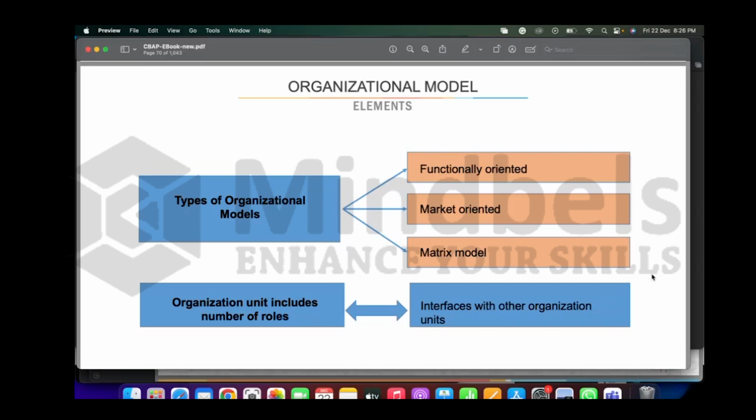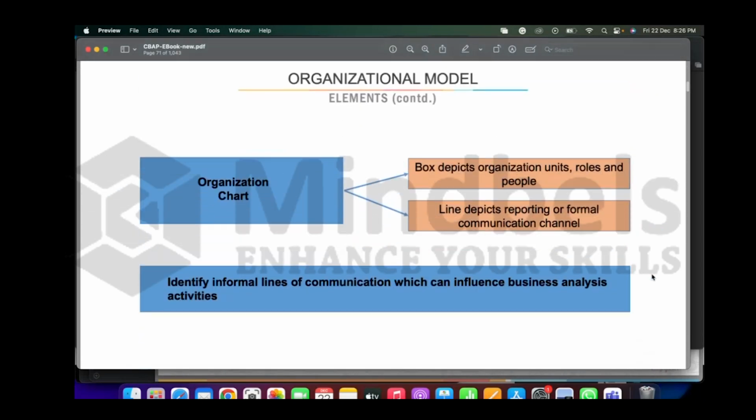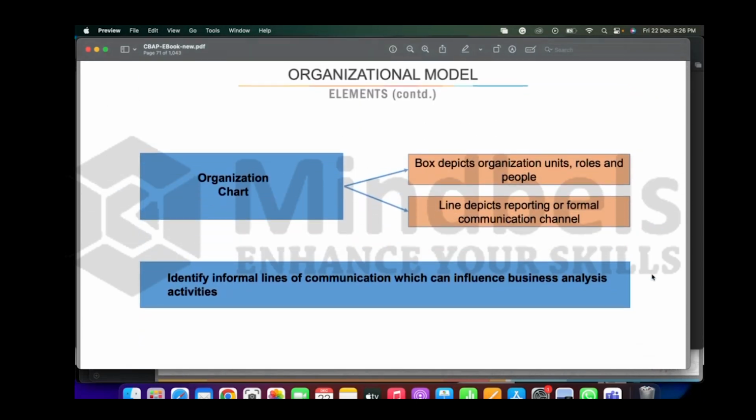Organization unit includes a number of roles. Interfaces with other organization units, which is nothing but, let's say you're working with a department, so you have to make sure you also include all the people involved in the particular organizational or operational team. So you have to keep everyone looped together, or I would say chained in simple terms. So chained is like, you have to keep everyone together with you.